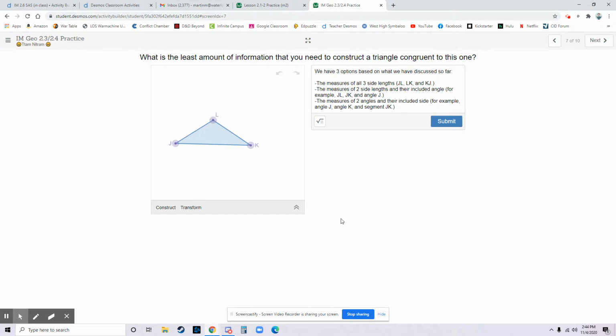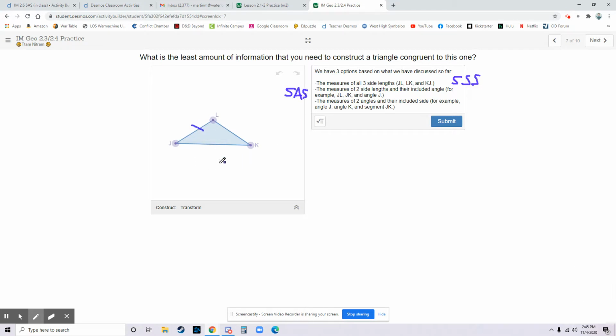Let's see, on question 7, what is the least amount of information you need to construct a triangle that is congruent? We said so far that we have 3 options to say that triangles are congruent. If they have all 3 sides congruent, we call that the side case, then the triangles must be congruent. Or if we have 2 sides and their included angle, we call that side angle side. That would look something like this.